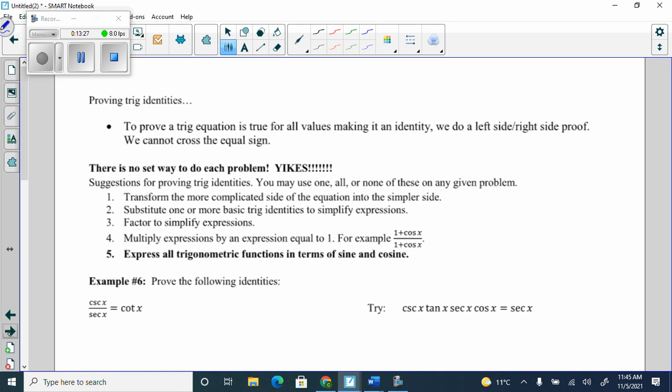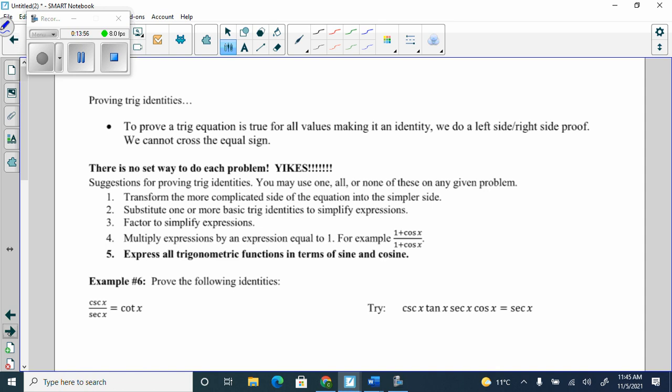Yesterday we weren't doing proofs. We were just doing, here's one side, get it to a single trig ratio. Okay? So to prove a trig ratio is true for all values, making it an identity, we do a left side, right side proof. We cannot cross the equal sign. You're not allowed to, correct? That was one of the key things. Also, if you verify, is verifying a proof? When you put in one value, was that a proof that it worked for everything? No, we showed that even though it worked for one, we could find a value where it didn't work for another, right?